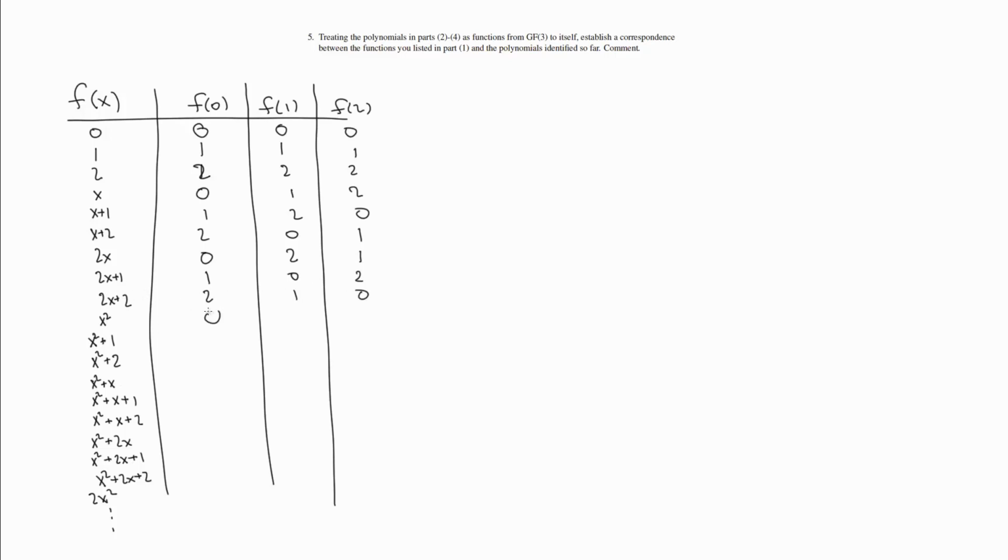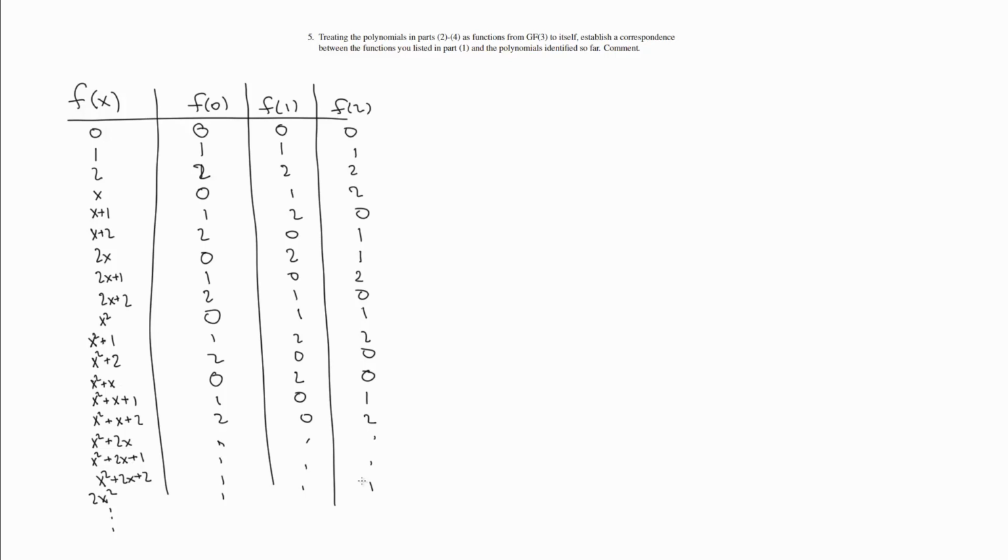X squared gives us 0, 1, and 1. X squared plus 1 is 1, 2, 2. X squared plus 2 is 2, 0, 0. X squared plus x is 0, 2, and 2 times 2 is 4, plus 2 is 6, which is 0 mod 3. Adding 1 to the previous row, one more time, and etc.